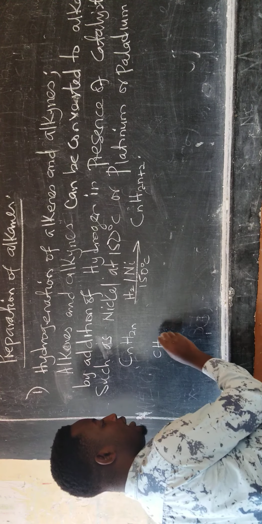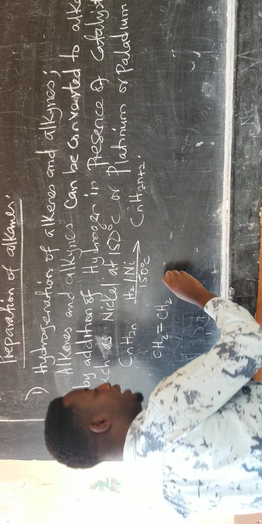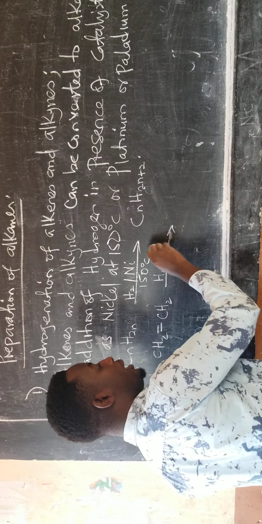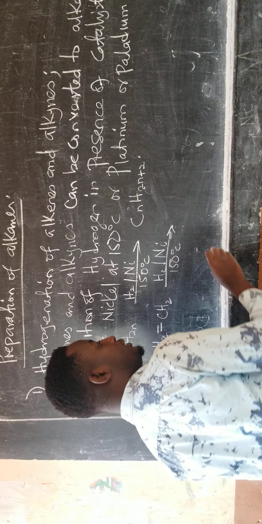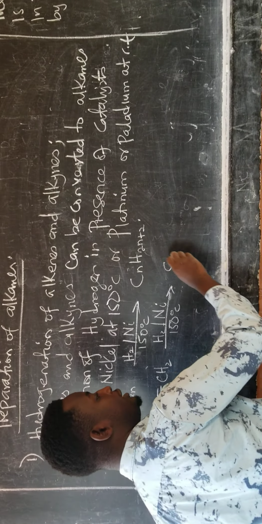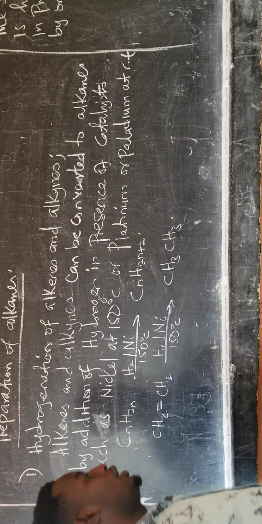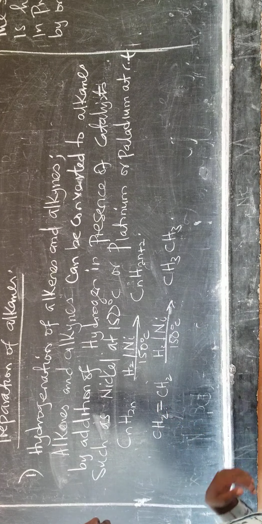That is maybe CH2=CH2 in the presence of hydrogen, in the presence of nickel catalyst at 150 degrees Celsius. I'm just going to add one hydrogen here and one hydrogen there, and it shall become CH3-CH3, forming a saturated compound. That means the double bond is gone.